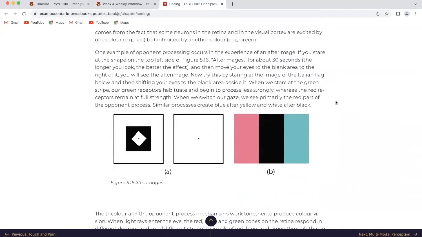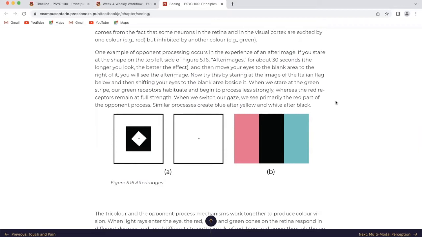One example of opponent processing occurs in the experience of an afterimage. If you stare at the shape on the top left side for about 30 seconds, the longer you look, the better the effect, and then move your eyes to the blank area to the right, you will see the afterimage. Now try this by staring at the image of the Italian flag below and then shifting your eyes to the blank area beside it. Okay, you're going to have to watch this on YouTube.